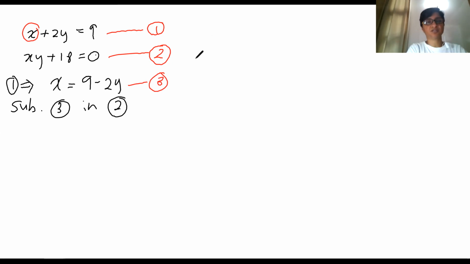Substitute 3 in 2. Excuse my poor looking handwriting, it's because I'm writing on the screen. So what do I get? I'm substituting this in the second equation. So I will get, let me start that in a different color.